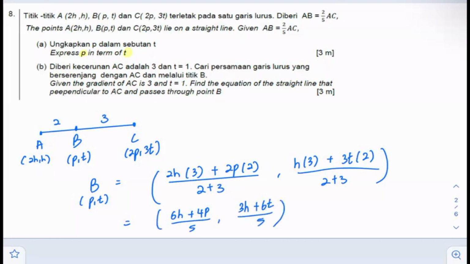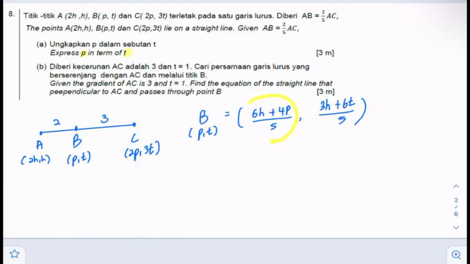With this, we can then compare the X to the P here, and we compare the Y to the T here. For X, we say 6H plus 4P over 5 equals P. So 6H plus 4P divided by 5 equals P. 6H plus 4P equals 5P. And 6H equals 5P minus 4P. So we have P equal to 6H.